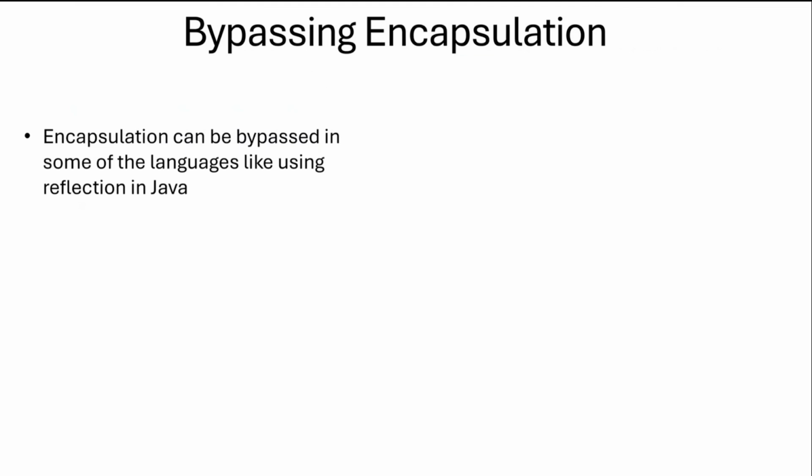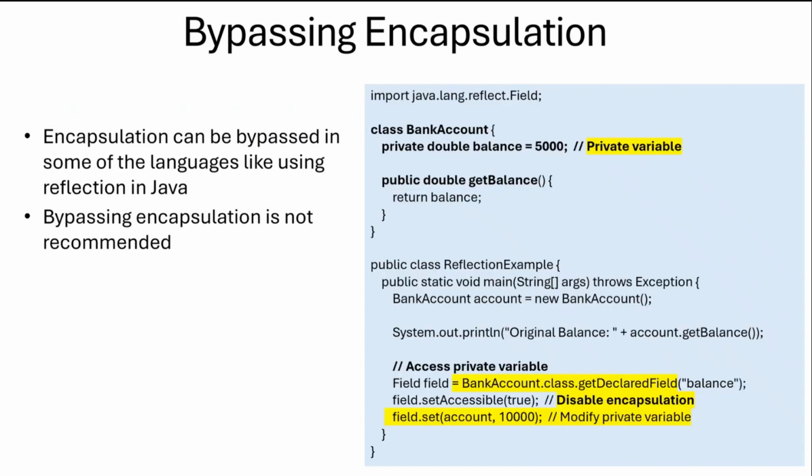Then bypassing the encapsulation. Encapsulation can be bypassed in some languages, like using reflection in Java. So bypassing encapsulation is not a recommended practice. For example, if you see in Java, this is a private variable balance, but using the reflection technique, the encapsulation can be disabled, and the private variable can be modified, right? But this is not a recommended practice.